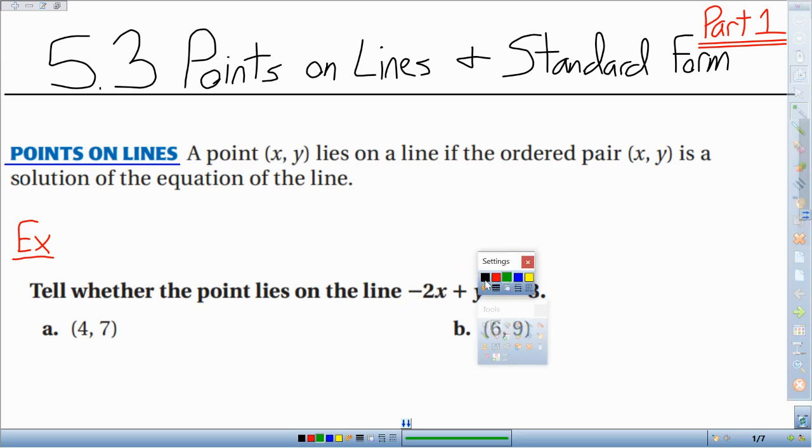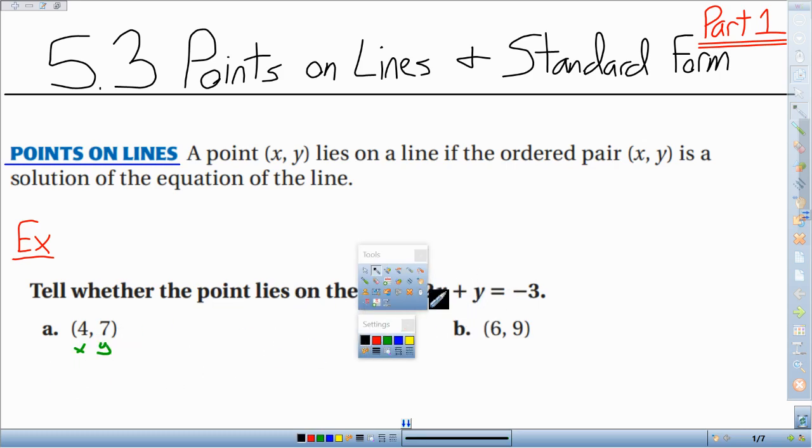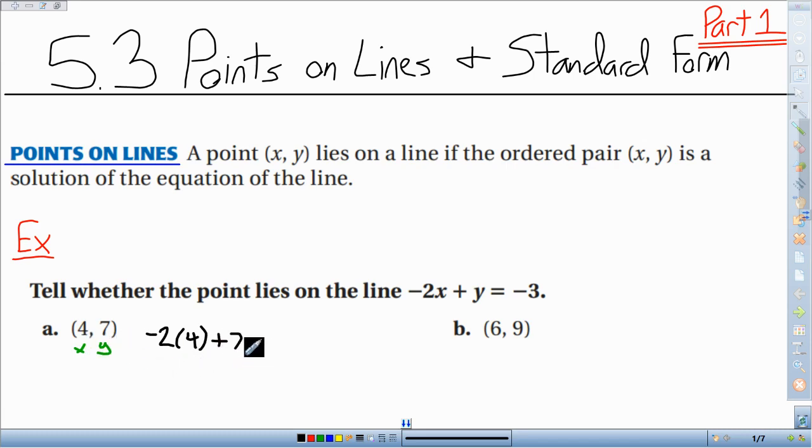So, you guys know already, but remember, this is your x value, this is your y value. So when we go to plug these in, get your numbers in the right spots. So let's go ahead and do that. So I'm doing -2 times x, which on this problem is a 4, plus y, which is 7. And the question is does that equal -3? So I'm going to put a little question mark above that because that's really what we're wondering.